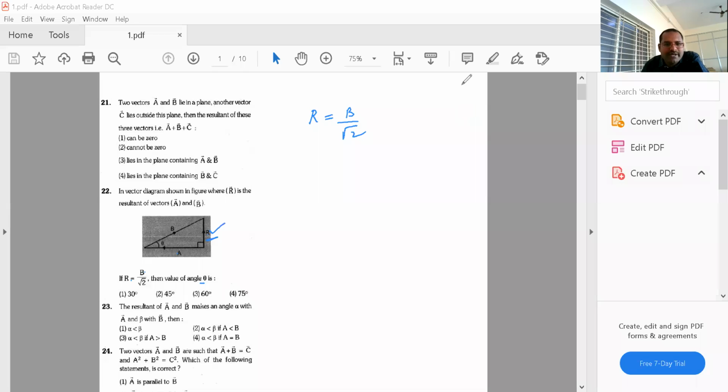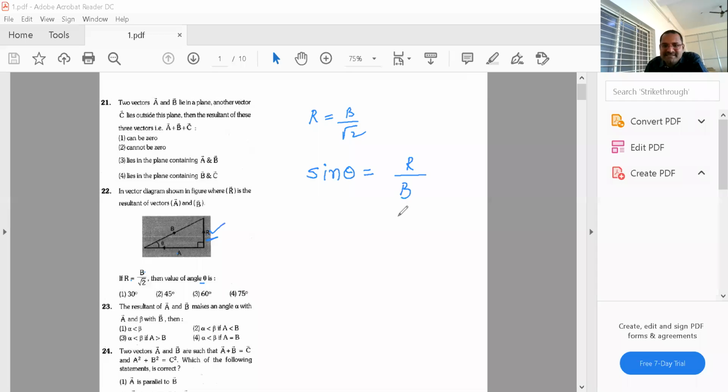Initially it is giving 45. Okay, see the explanation. Now, see, this is a right angle triangle. Yes, this is a right angle triangle. In this right angle triangle, can we take sin theta? Yes, we can take sin theta. What is sin theta? Sin theta is opposite side upon hypotenuse.